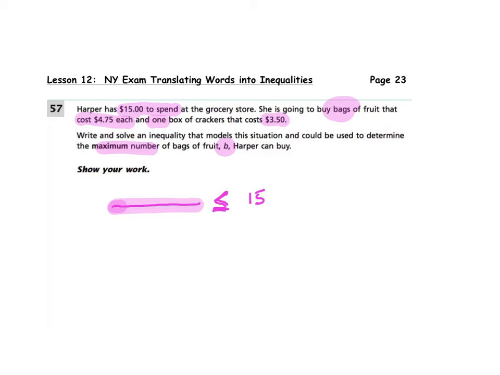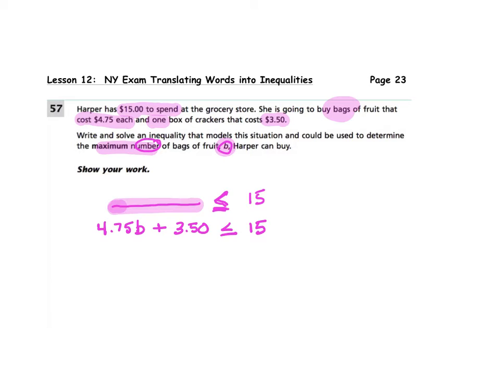So we're going to start with the bags of fruit. I see that it costs $4.75 for each bag of fruit, but we don't know the number of bags of fruit, so we're going to use the variable b, $4.75 per bag. So now it also looks like Harper's going to buy a box of crackers, so we're going to add what else she's buying, and it's one box of crackers, so we're going to add $3.50. And whatever she spends, she cannot exceed or go over $15. So this is the inequality that we need to start with.